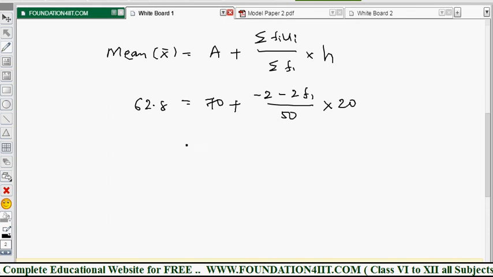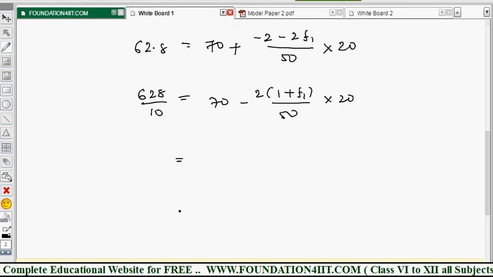Now simplify this value. 62.8 you can write as 628 by 10, and this is 70. Take minus 2 common. Taking minus 2 common, that's 1 plus f1 by 50 into 20. This is just for simplification. Then you can cancel the 0, and 2 gets cancelled. Again, if you take the LCM, 628 by 10, and 70 means 70 by 1, so 10 is the LCM: 700 by 10 minus 8 times 1 plus f1 by 10.